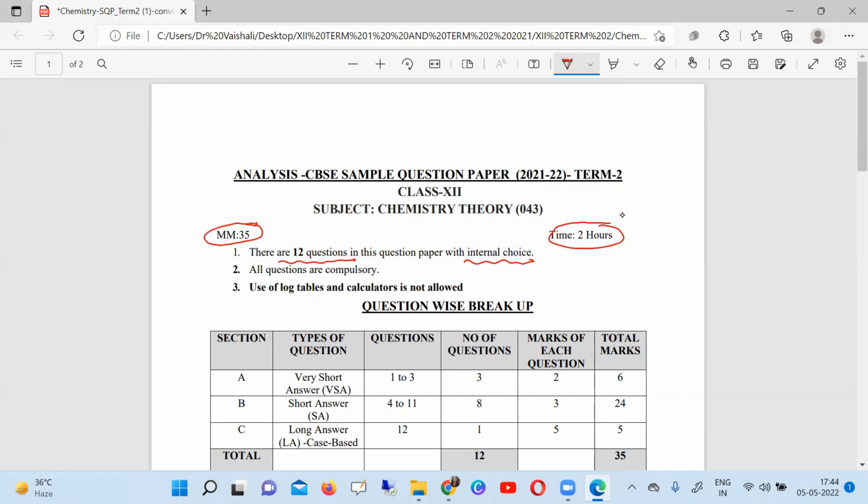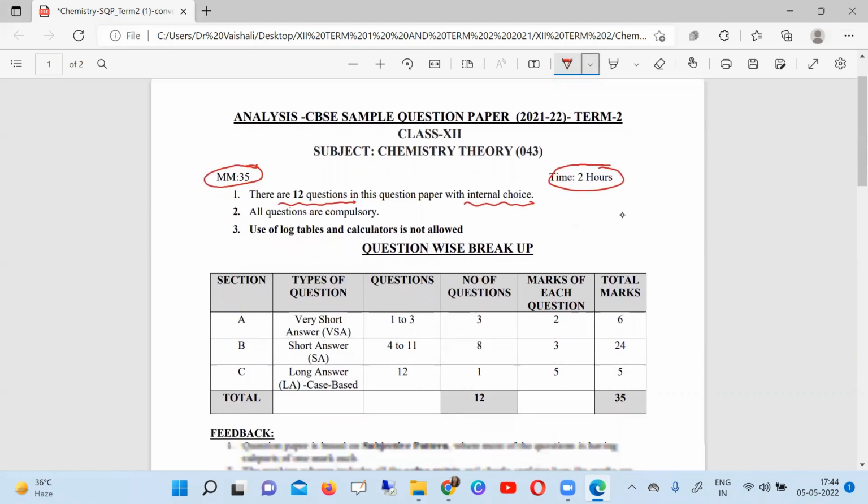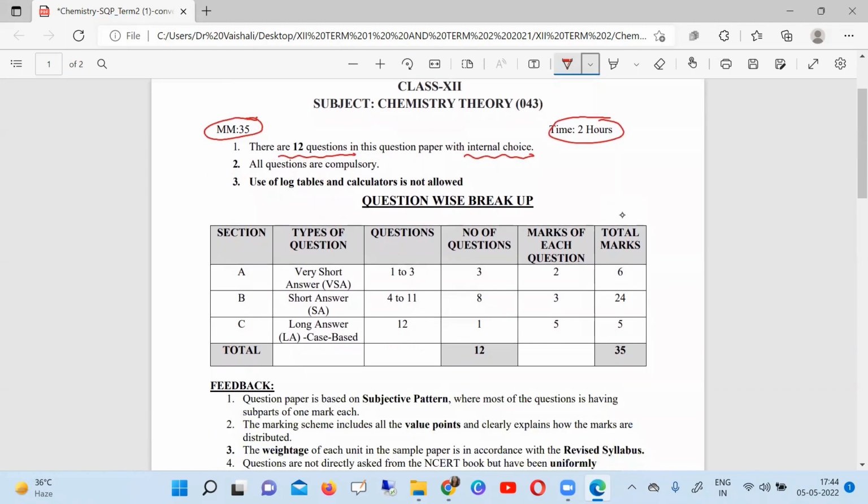Now, what is the question-wise breakup? When you go through the CBSE sample paper, the breakup is like this. There are 3 sections: Section A, Section B, and Section C. Section A has very short answer questions, and each question carries 2 marks. The question numbers are 1, 2, 3. So the total is 3 questions and 6 marks.